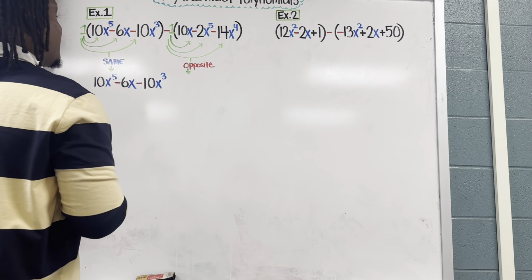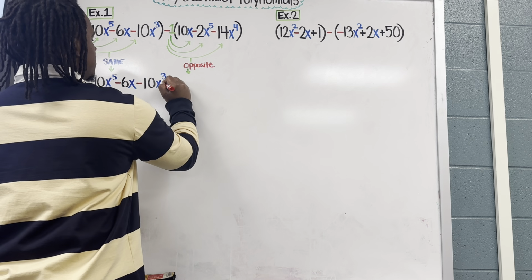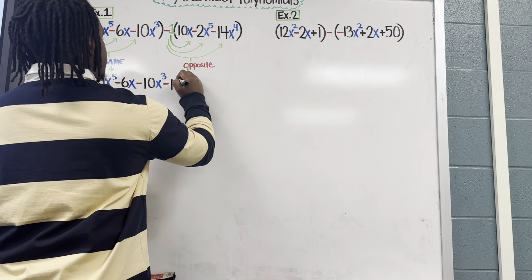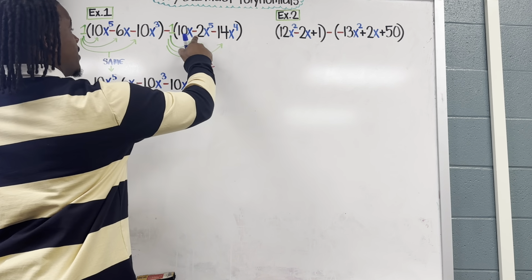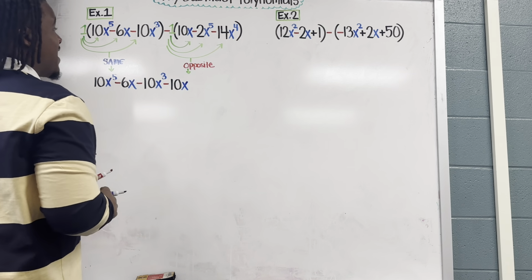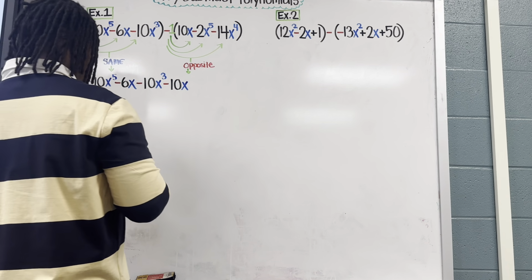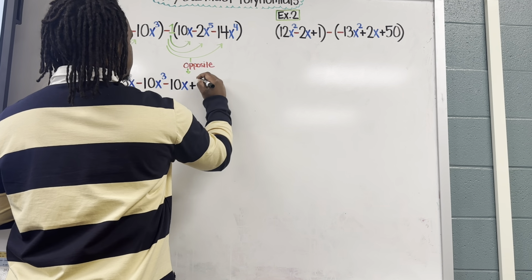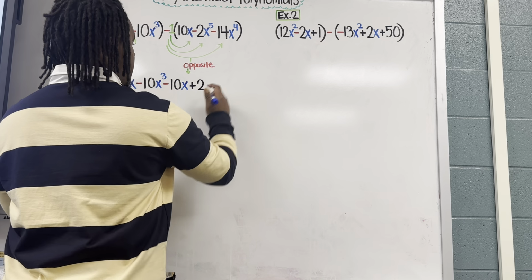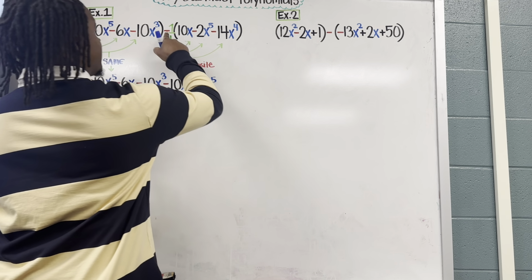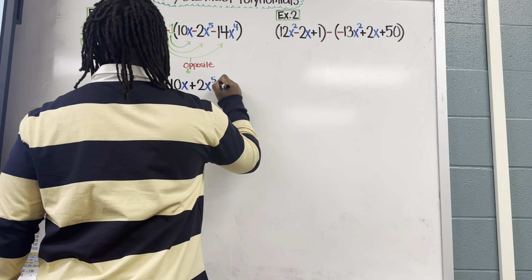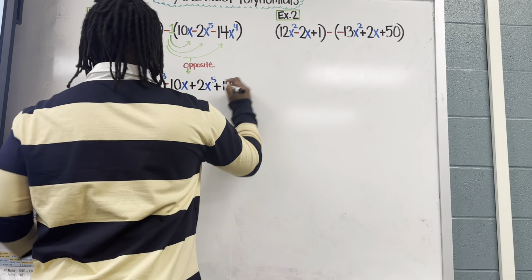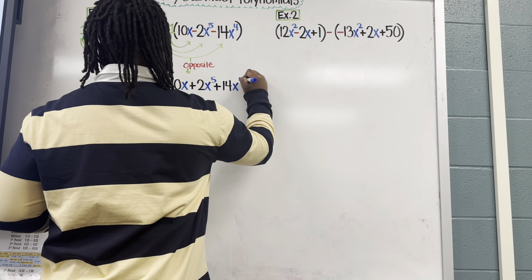So negative 1 times 10x is actually negative 10x. So that's going to be minus 10x. Negative 1 times negative 2x to the 5th power is actually a positive 2x to the 5th power. So that's going to be plus 2x to the 5th power. And then negative 1 times negative 14x to the 4th power is going to be a positive 14x to the 4th power. So that's going to be a plus 14x to the 4th power. All right?